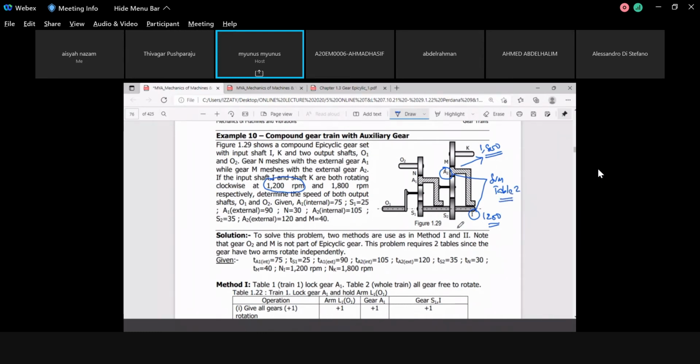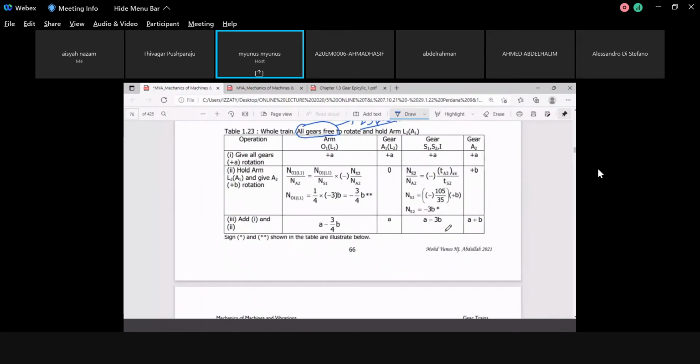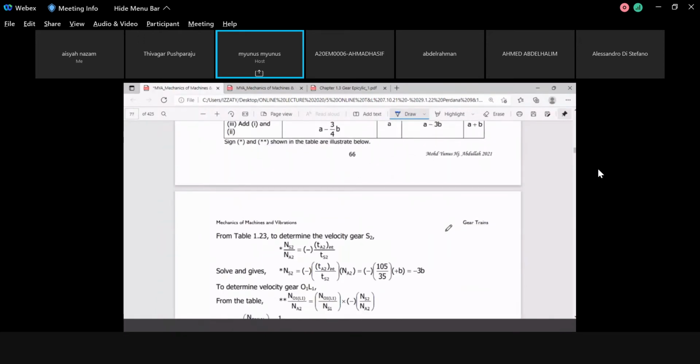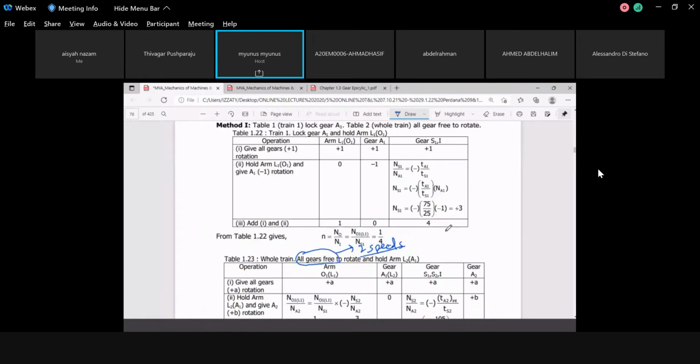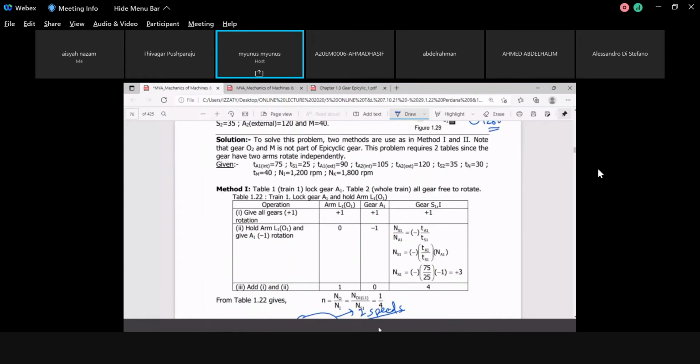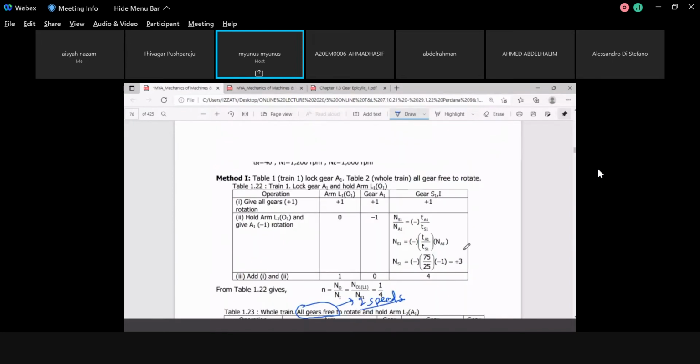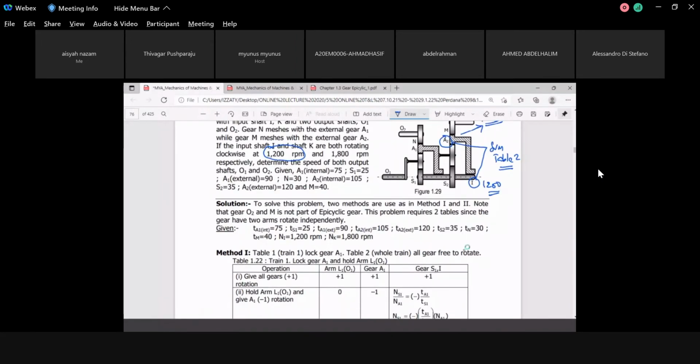Okay, now we start. We already completed the whole thing. So what is our aim? Our aim earlier is to determine the speeds for both outputs, O1 and O2. What is O1 and what is O2?